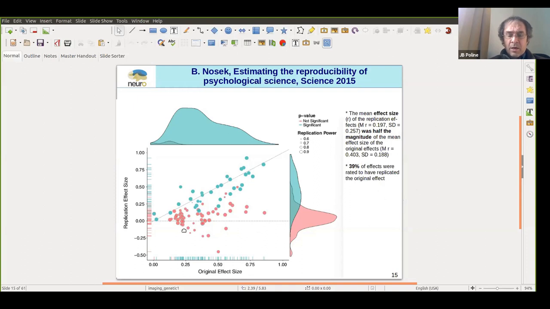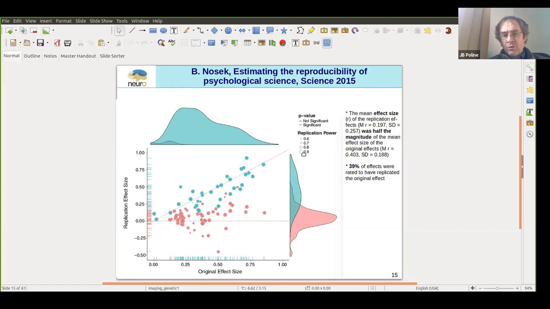And this is the plot where you see the original effects versus the ones in the replication. You see a lot of red dots that have a much smaller effect and were not significant in the replication.